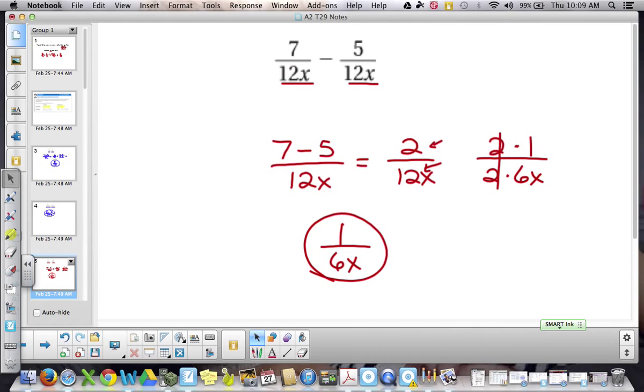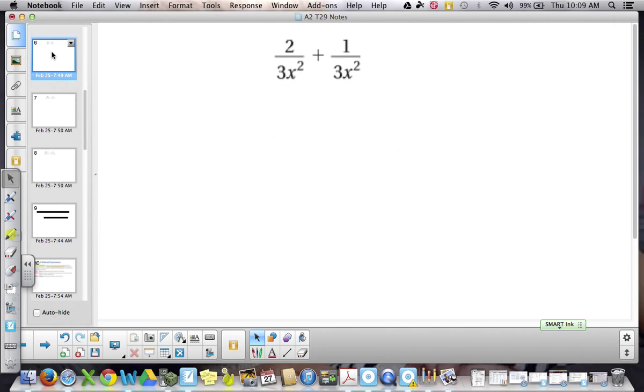All right, so pretty straightforward here. Again, you're just subtracting the numerators or adding the numerators, and then simplifying if possible. So let's have you try one. Pause the video and give this one a try. When you're ready and you have your answer, then you can restart it.